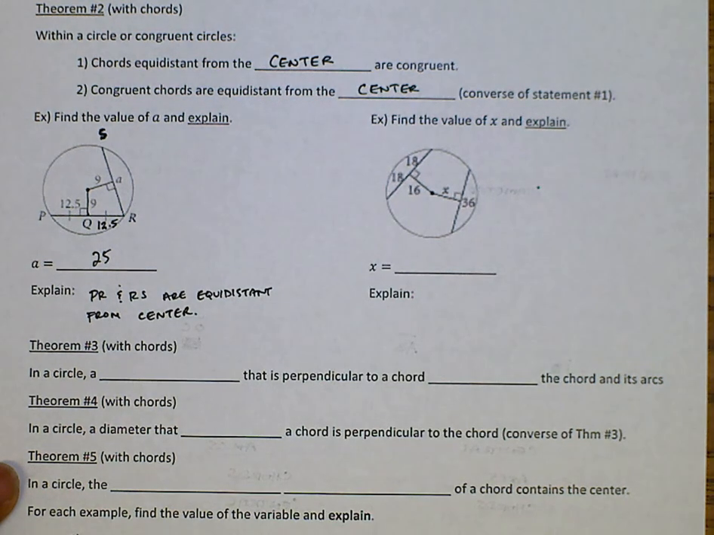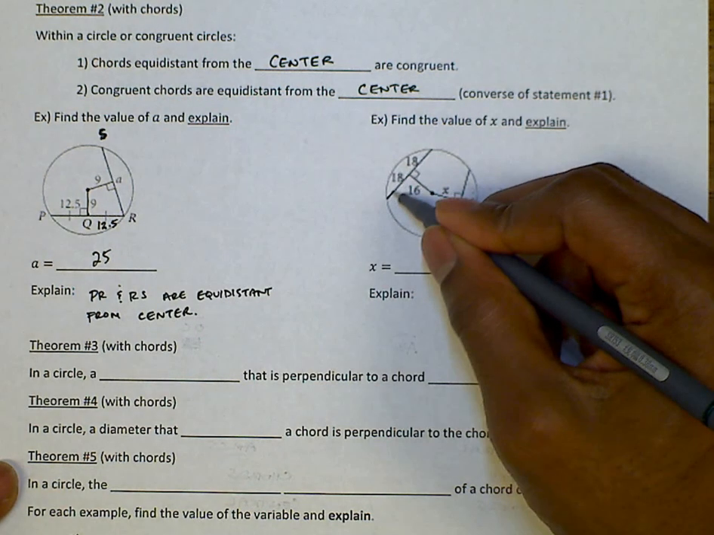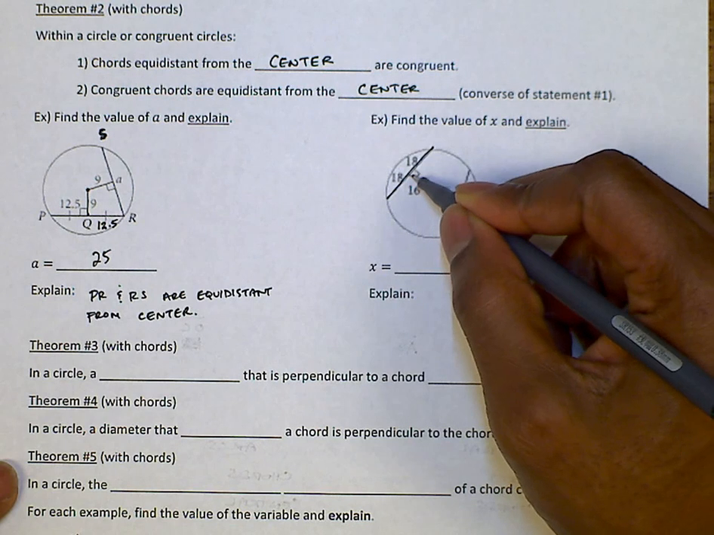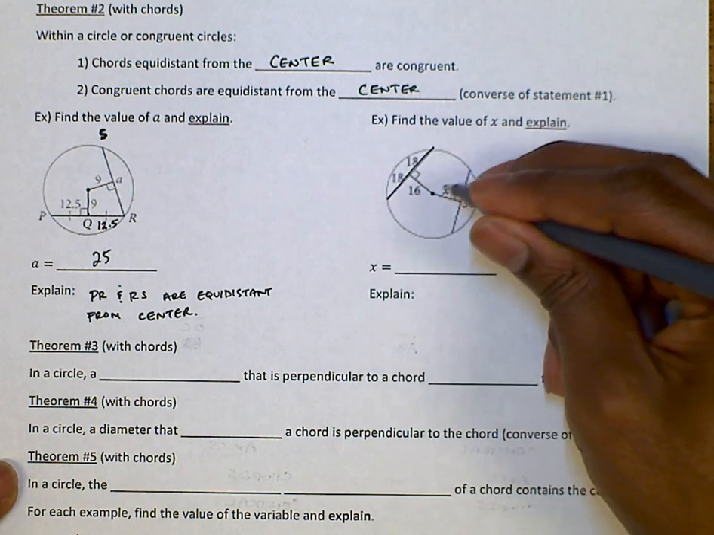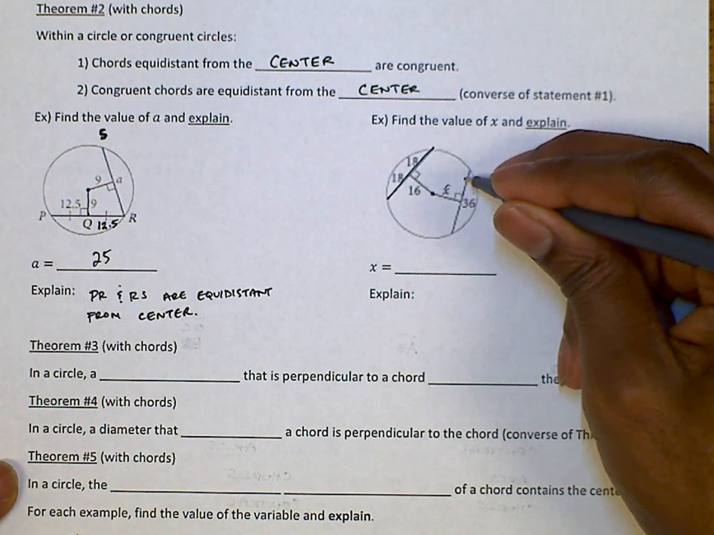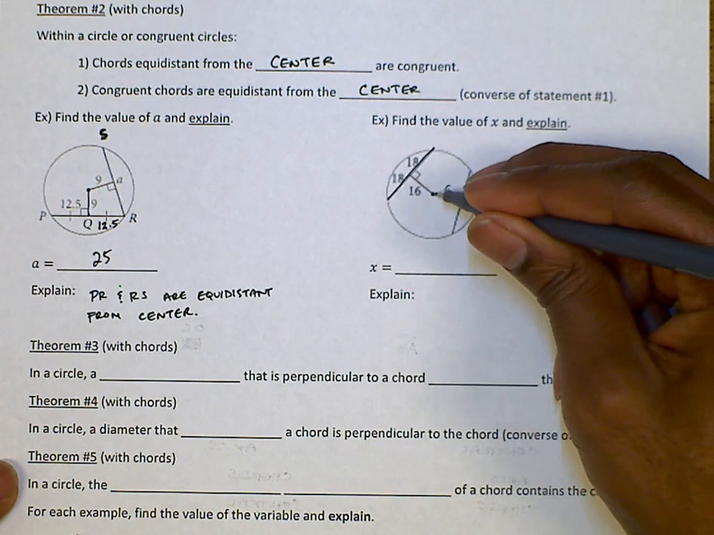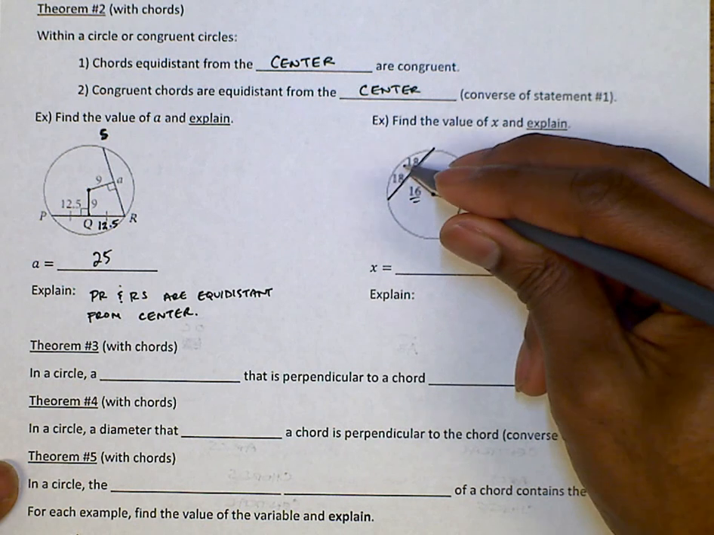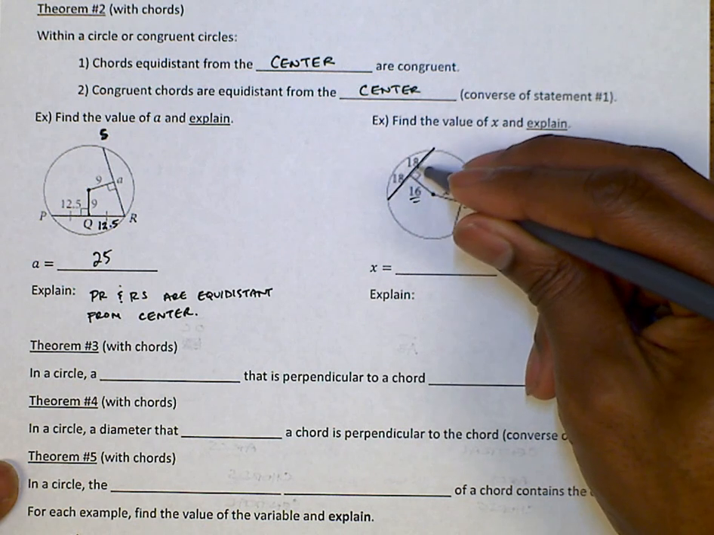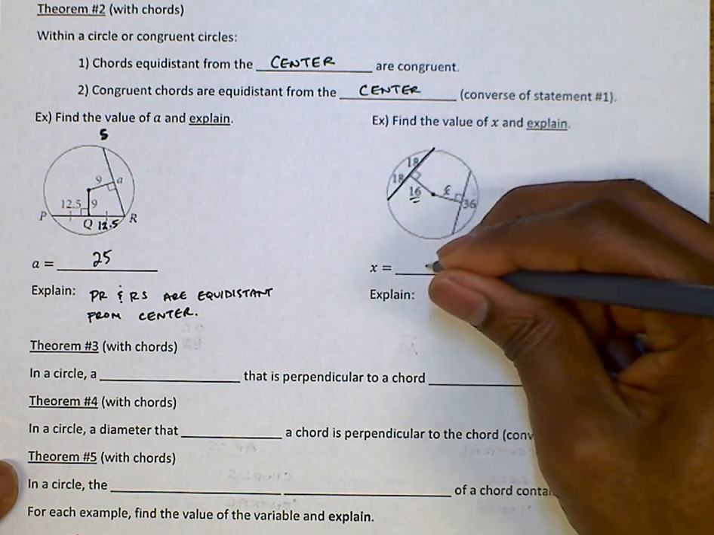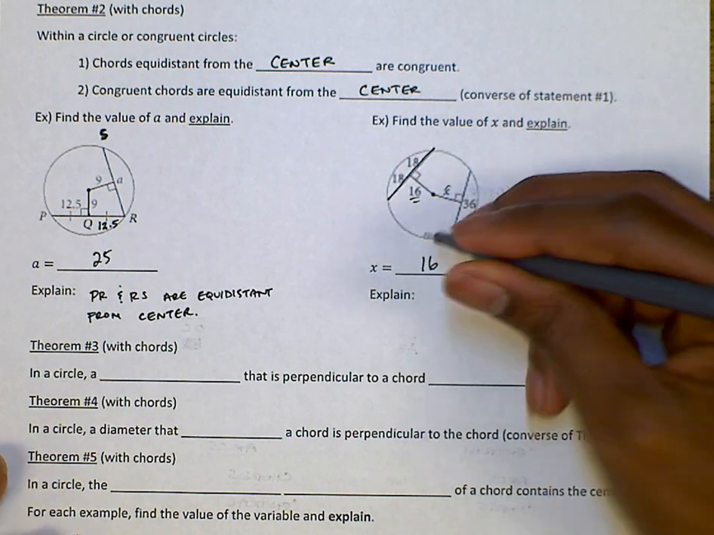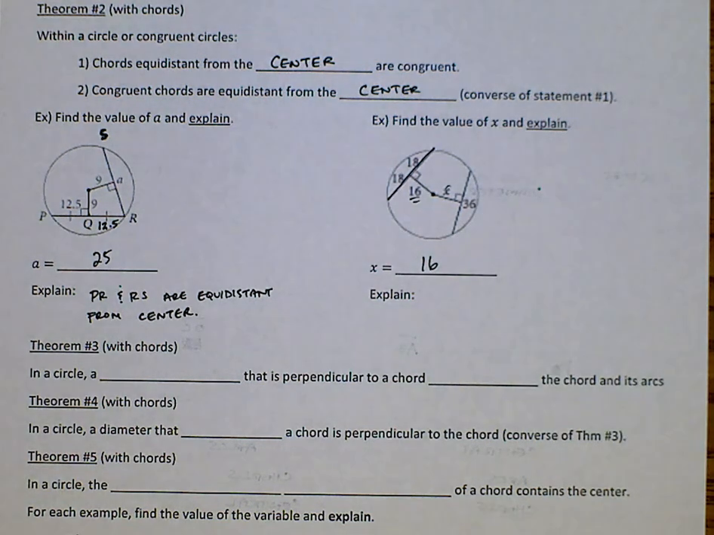Looking at this the same way here, notice that we're given this chord 36, and it is 16 units from the center. Here 18 plus 18 gives us 36. On the other side, where we have our X, this chord is 36. Since these two chords are the same, we know they must be equidistant from the center. So since this leftmost chord was 16 away from the center, this rightmost chord must also be 16 away from the center. And that's the same explanation: the chords are congruent, so they must be equidistant from the center.